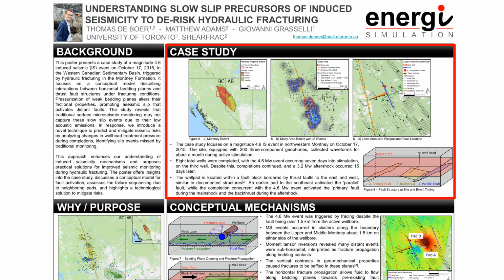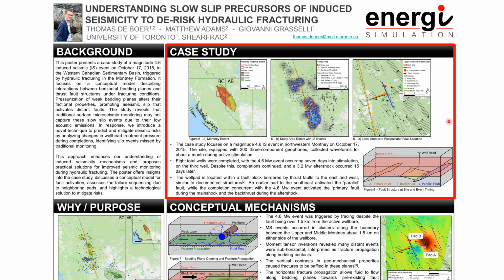The case study focuses on a magnitude 4.6 induced seismic event which occurred within the northwestern Montney on October 17, 2015. The site was equipped with 203 component geophones which collected waveforms for about a month during active stimulation. During the completions period, 8 total wells were completed, and the 4.6 magnitude event occurred 7 days into stimulation on the third well. Despite this event, completions continued and a 3.2 magnitude aftershock occurred approximately 15 days later.